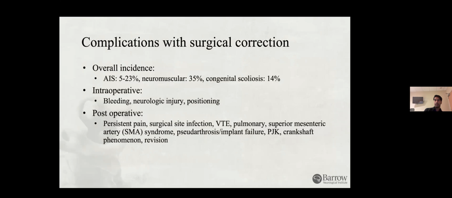Complications: these are really large surgeries and they can have a complication rate of up to even 25 to 35%. The most common ones are going to be bleeding, neurologic injury, and positional complications intraoperatively. Postoperatively, the things to look out for and what patients will complain about in their post-op clinical visits are going to be persistent pain, infections, pulmonary complications, and several others that I'll get into in these later slides.